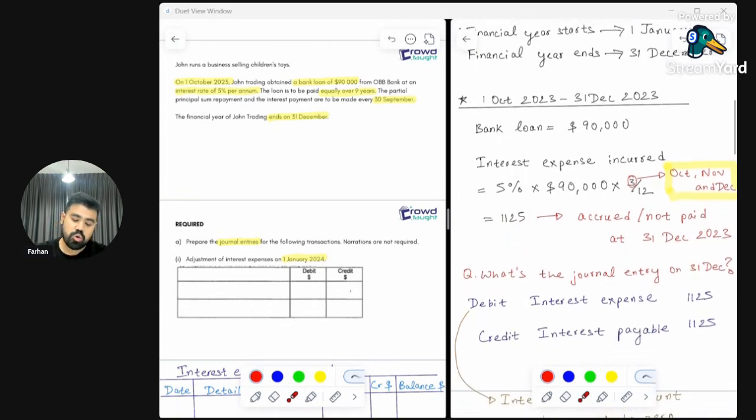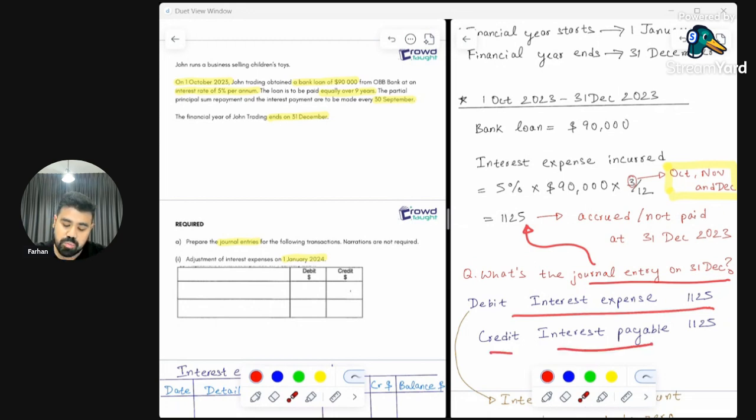Now, if I want to ask you a question before we answer the question given in the first part, which is A, my question to you is, what's the journal entry on 31 December for this interest expense that we have incurred? So we would debit the interest expense by 1125 because when expenses increase in a financial period, we debit it. And then we will credit the interest payable or the accrued interest by 1125. The reason we are crediting interest payable is because by default, all liabilities when they increase should be credited. And that's the main purpose of crediting interest payable here.